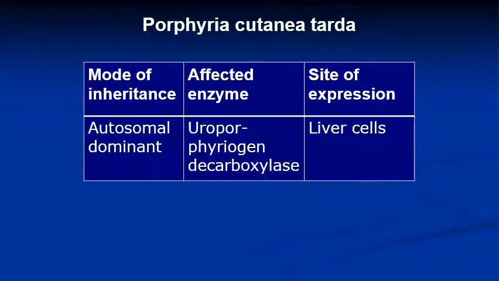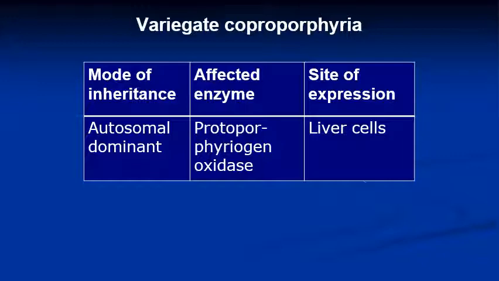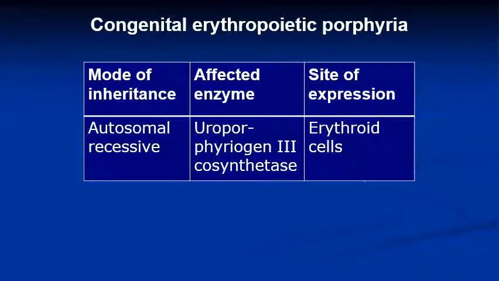The third one, hereditary coproporphyria. Again autosomal dominant. The enzyme is coproporphyrinogen oxidase. Expression is liver cells. Fourth one is variegate porphyria. Autosomal dominant. The enzyme is protoporphyrinogen oxidase. Expression is liver cells. Now under the erythropoietic, we have the first one, congenital erythropoietic porphyria.